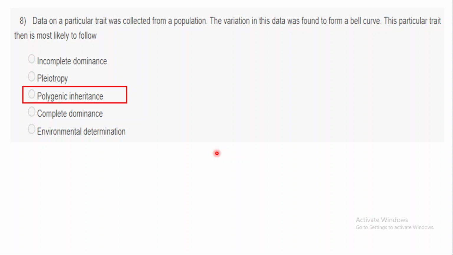So the correct answer is C, polygenic inheritance. Simontini is correct. She has answered correctly. Polygenic inheritance is the property which shows a bell curve data. So complete dominance is not the answer, unfortunately. Now let us learn a little bit about what is polygenic inheritance and how does it show a bell curve data.